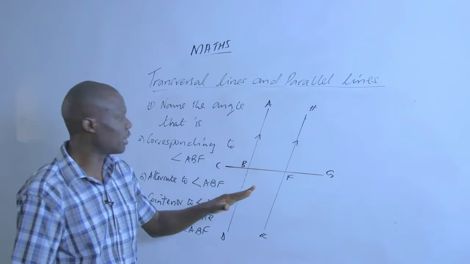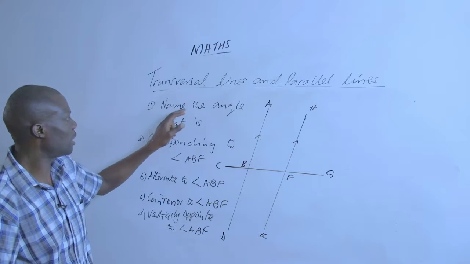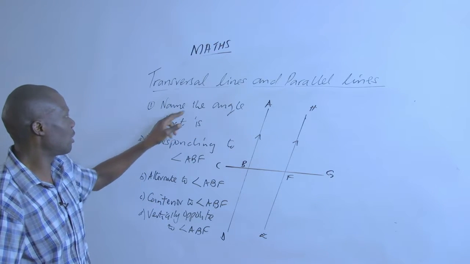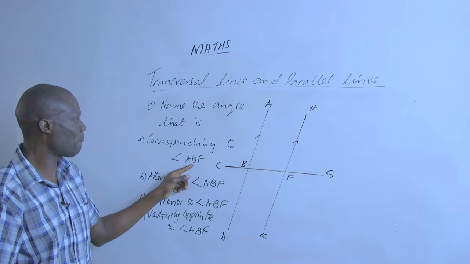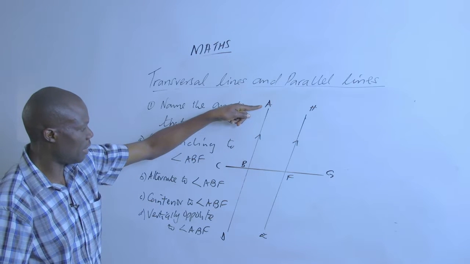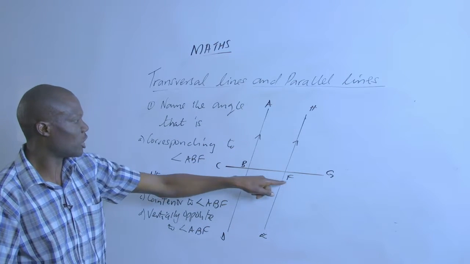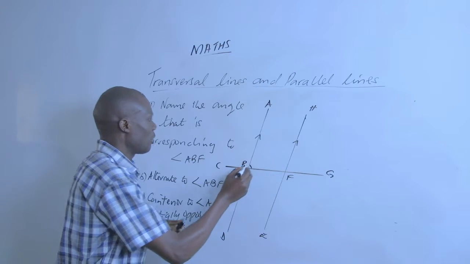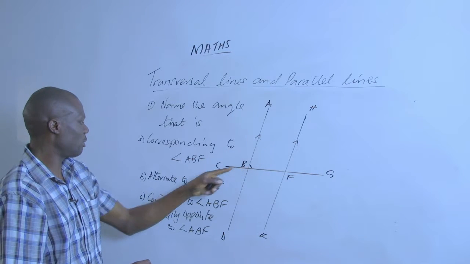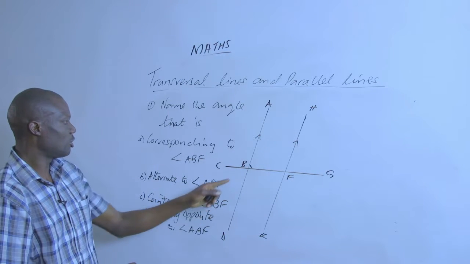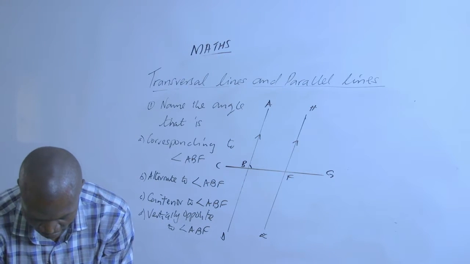Now, in our question and the diagram that we have, the question is asking us to name the angle that is corresponding to angle ABF. This is the angle. We are supposed to find out what angle corresponds to ABF, what angle is alternate to ABF, and what angle is co-interior to ABF, and finally vertically opposite to ABF.